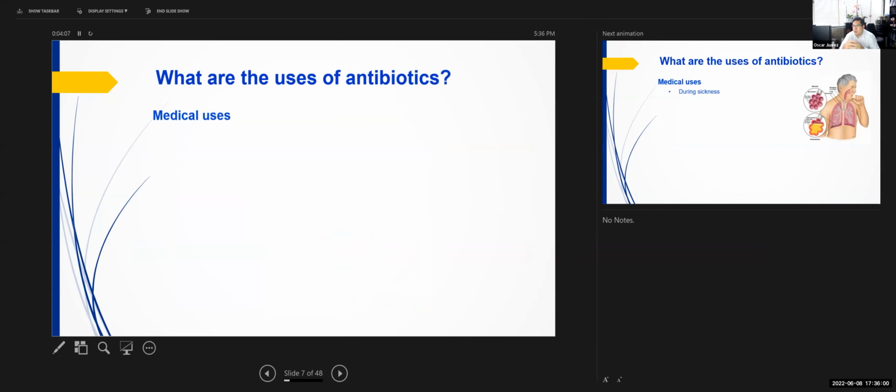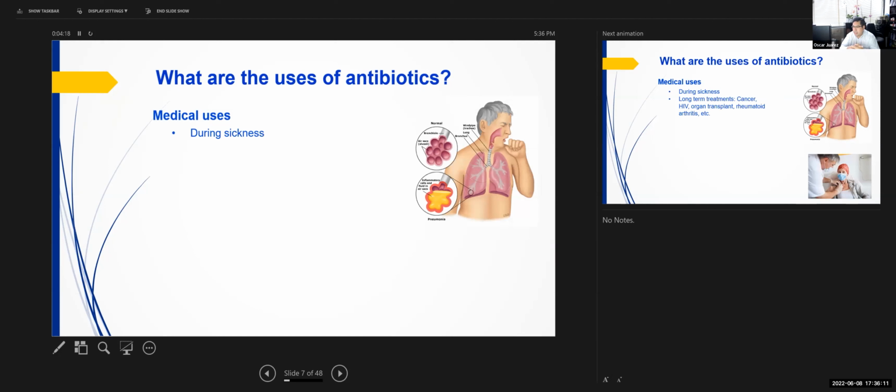Now, what are going to be the uses of antibiotics? Of course, it is obvious. First of all, we're going to have medical uses, okay? In the clinic, we're going to be using antibiotics to treat infections. For example, many of us, including myself, suffered COVID-related pneumonia. And in these cases, the easiest way to treat COVID-related pneumonia, or any type of pneumonia or any other infectious disease, will be through antibiotics, okay?